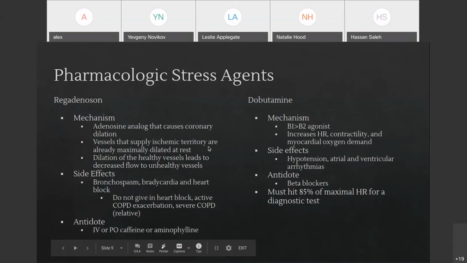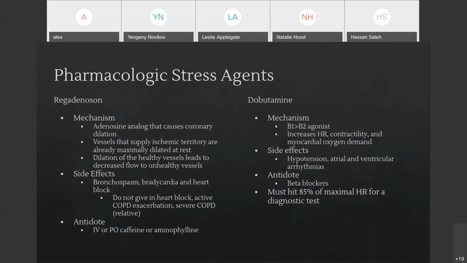Okay, so now we're going to move on to just the pharmacologic stress agents, and then we'll talk about imaging once we do the agents. So by far the most common ones are regadenoson and dobutamine. Regadenoson is an adenosine analog. It causes coronary dilation. So when you have diseased vessels, they are already maximally vasodilated at rest to try and increase blood supply to the downstream myocardium. So what happens when you give regadenoson is the healthy vessels then dilate, and you get essentially a steal phenomenon from the unhealthy vessels, and that's how we detect our perfusion defect.